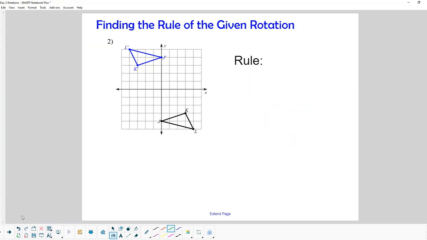Okay, let's try another one. Find the rule of the given rotation. Now, it doesn't matter what point you choose, but let's go with J here because that's the lowest one in the alphabet, J, K, L. So I'm going to plot a dot there at J, and I'm also going to plot a dot right there at J prime. So we're going to take a line and run it from here to the origin, and then from there, we're going to go to the new point, which happens to be straight up there. There's no curve or no angle to it. It's just straight like this.